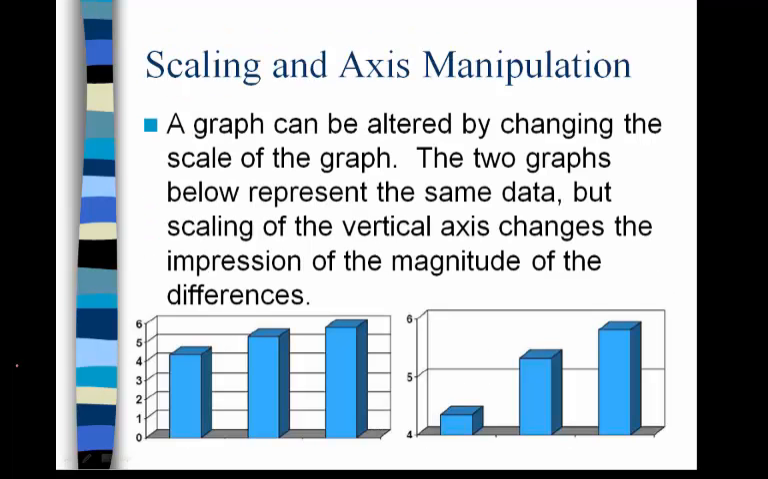Here's an example of scaling and axis manipulation. A graph can be altered by changing the scale of the graph. The two graphs below represent the same data, but scaling of the vertical axis changes the impression of the magnitude of the differences. If you look at the graph on the right, you think the differences between whatever's being represented here are pretty significant. But if you look at the graph on the left, they're much less so.